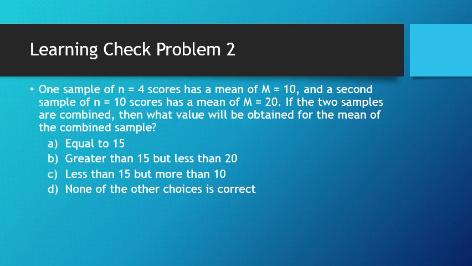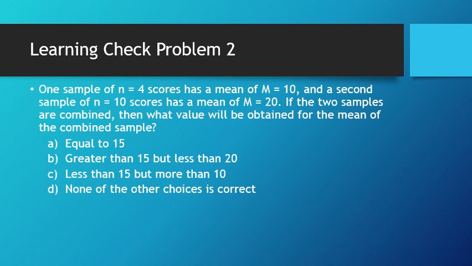So let's think about this. A sample of 4 scores has a mean of 10, and another sample of 10 scores has a mean of 20. If the two samples are combined, what value will be obtained for the mean? All right, so let's think about this logically. If both samples had the same n, like say n was 4 for 1 and n was 4 for 2, then the mean would be exactly in the middle. So the mean of 10 and the mean of 20, the mean would be 15, which is the average, right? Can you see that?